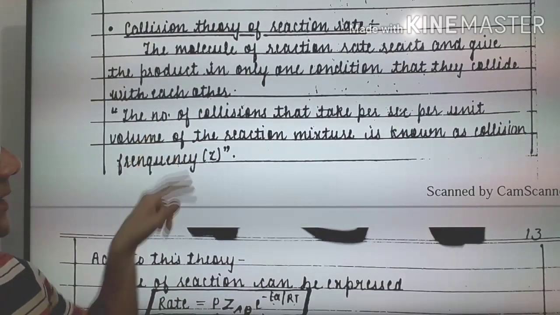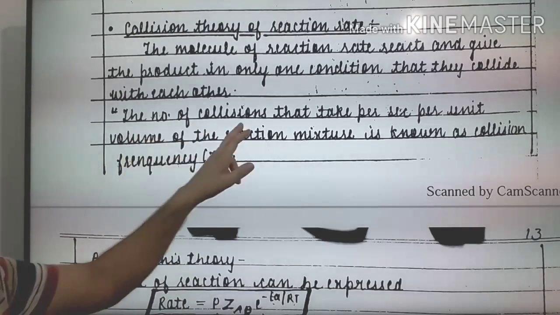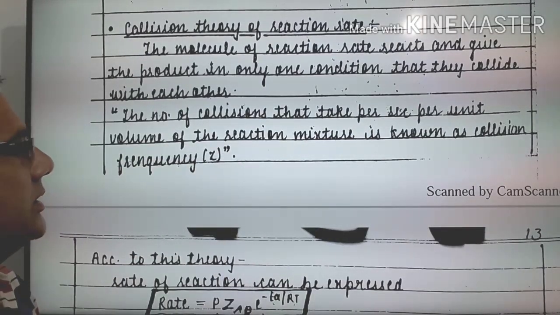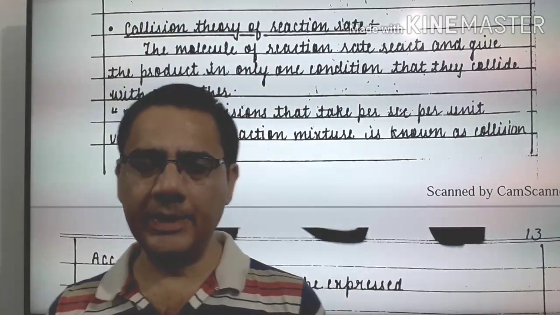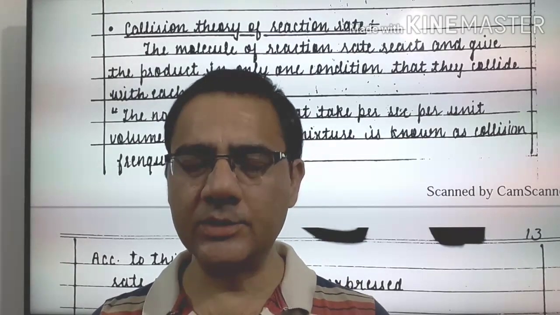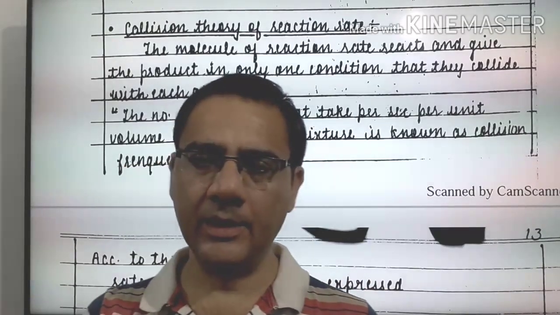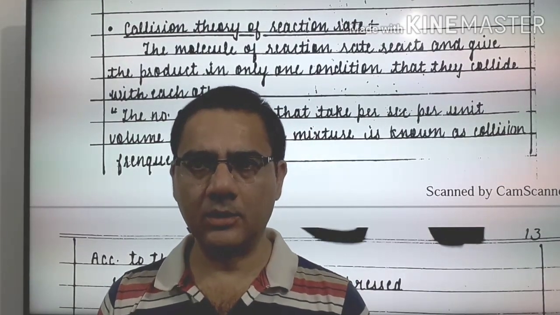Now one thing more, that is the collision frequency. And how do we define the collision frequency? The number of collisions that take place per second per unit volume of the reaction mixture is known as collision frequency. Suppose we are taking the two reactants A and B, and we are mixing them, then per unit volume or per second में जितने भी collisions होते हैं, they are called collision frequency. The collision frequency is defined as the number of collisions per unit volume and per second.